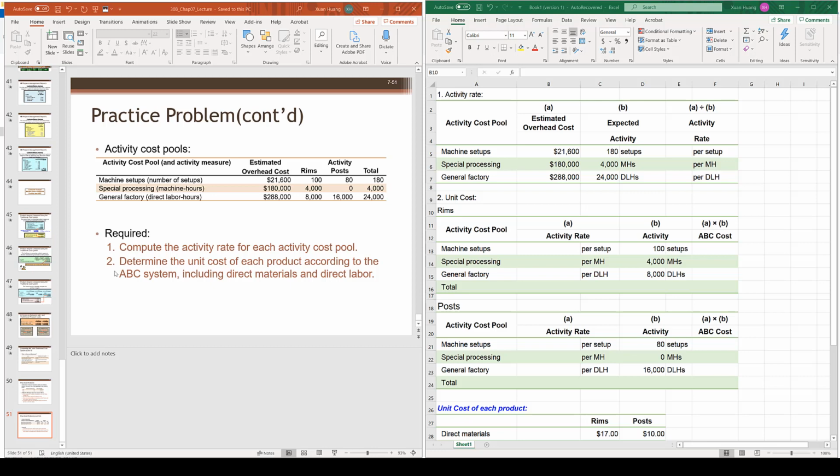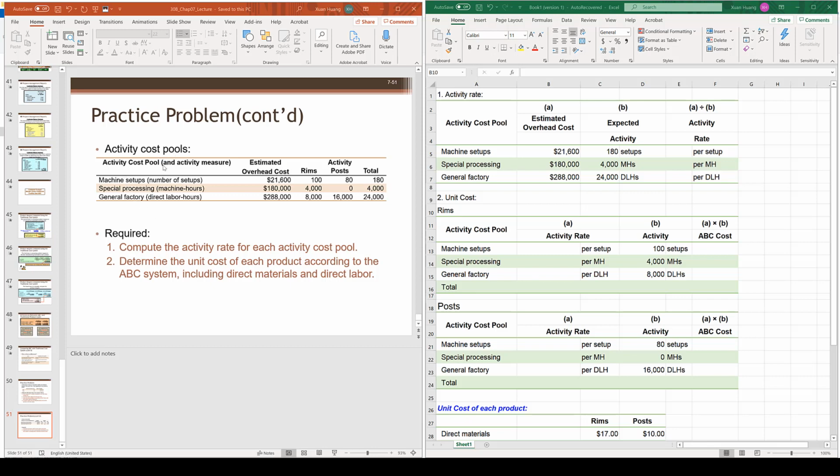To assign costs to cost objects in an ABC system, we follow several steps. Step 1. Define activities, activity cost pools, and activity measures. Step 2. Assign costs to cost pools using a first stage allocation. Here, the question has done the first two steps for us.